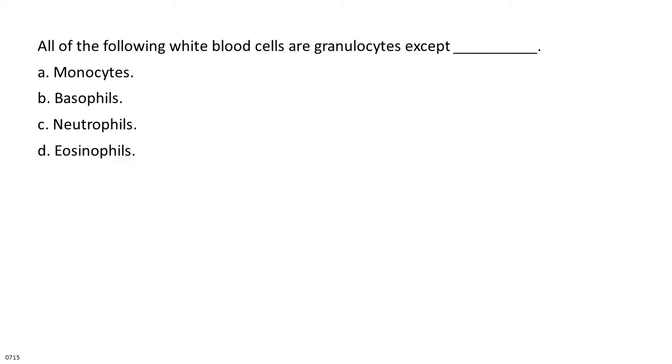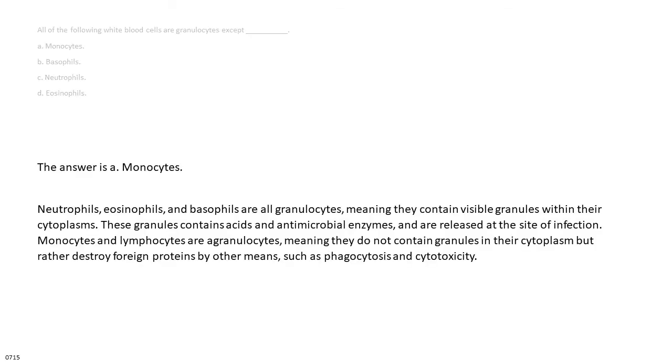All of the following white blood cells are granulocytes except which? A. Monocytes. B. Basophils. C. Neutrophils. D. Eosinophils. The answer is A. Monocytes.